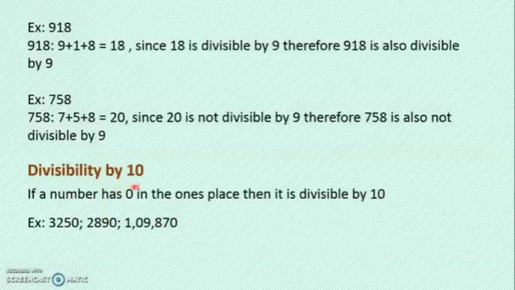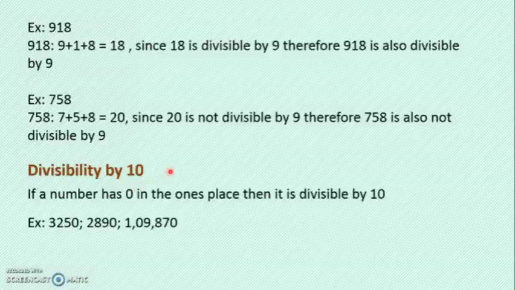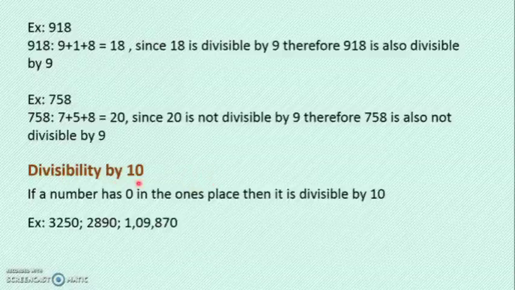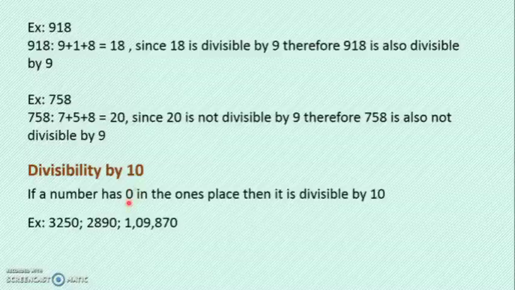Next one is divisibility by 10. Very easy. Like 5, we have learned, it was easy. Only we have to see the last digit. If it is 0 or 5, it is divisible by 5. Same way in divisibility of 10, you just have to see the last digit. If it is 0, then it is divisible by 10.